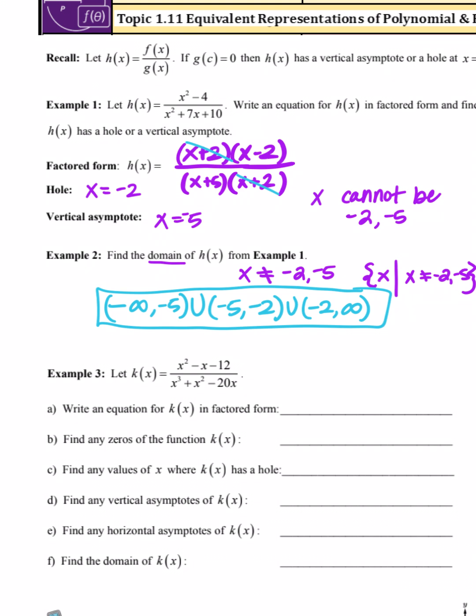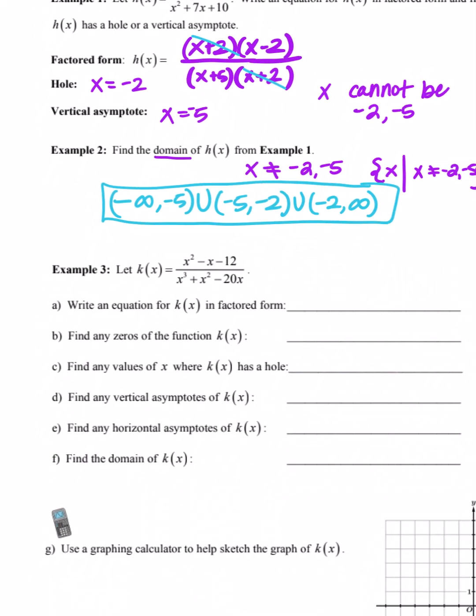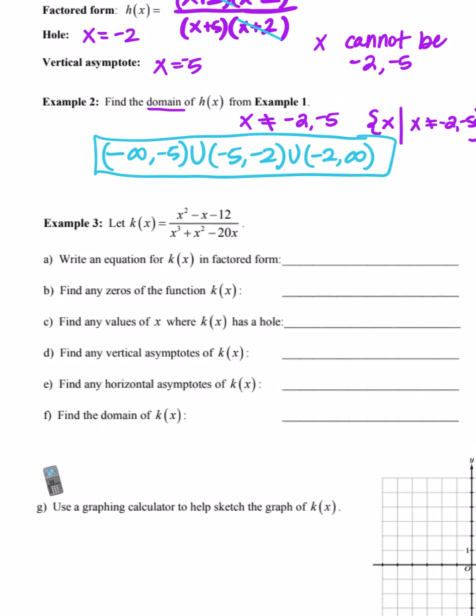Okay, so similar example. This time we get to talk about zeros, vertical, horizontal asymptotes as well, and how they might affect the domain. Always want to factor it. The numerator will factor with that trinomial. So factors of negative 12 that add to negative 1. So that's going to be negative 4 and positive 3.